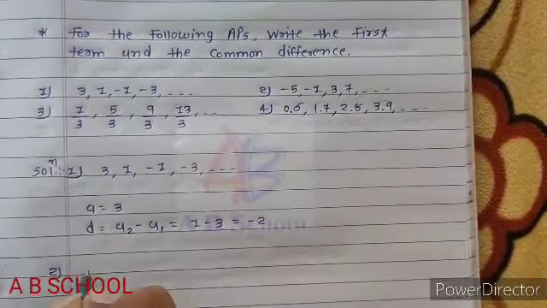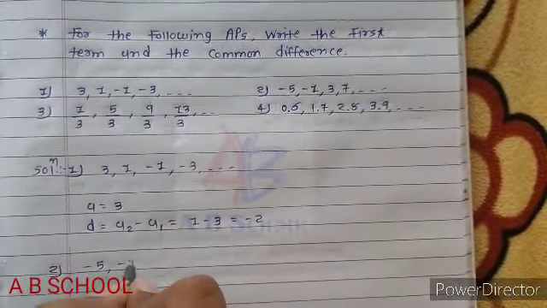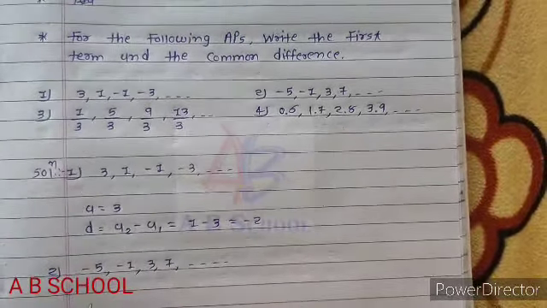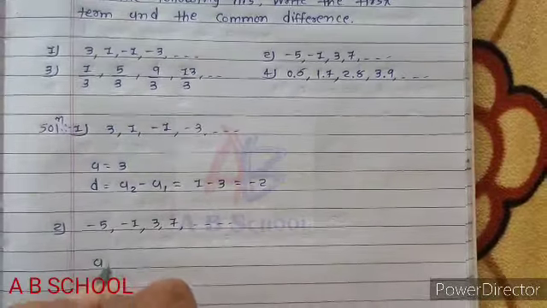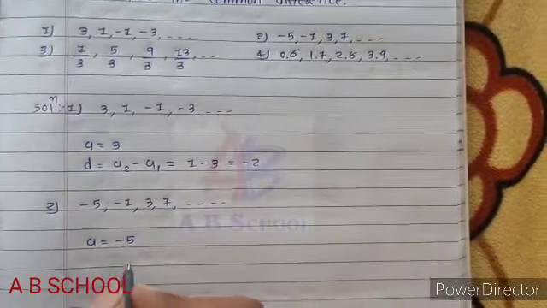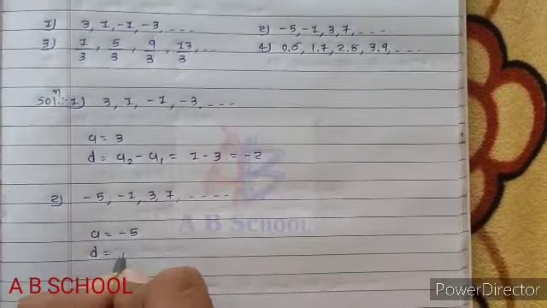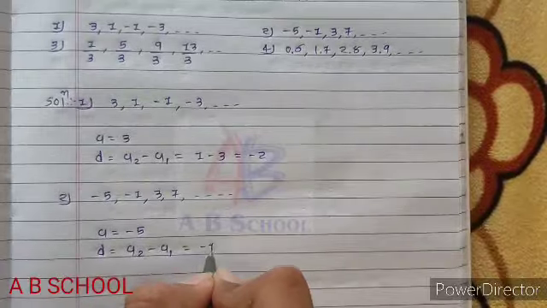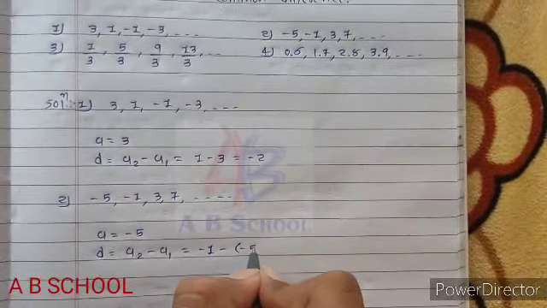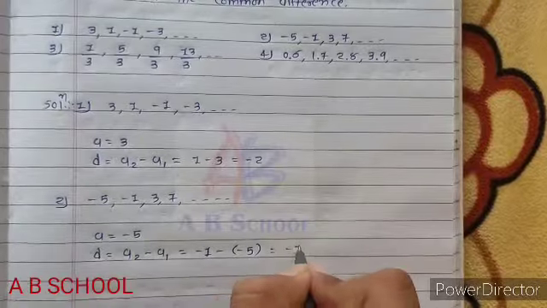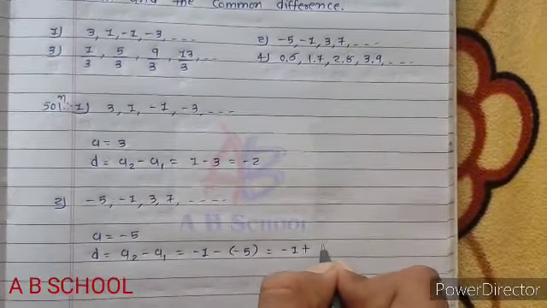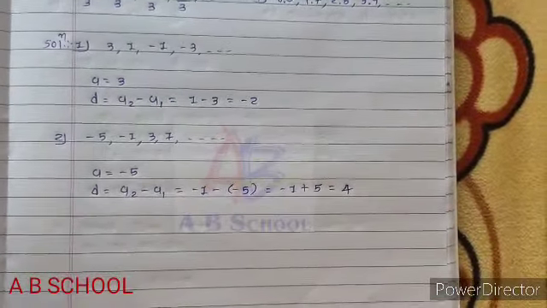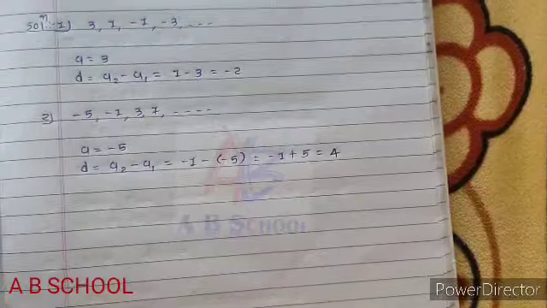Number 2, -5, -1, 3, 7. Here value of A is equal to -5. For common difference D is equal to A2 minus A1. Value of A2 is equal to -1 minus value of A1 is equal to -5. So -1 - (-5), that is -1 + 5, is equal to 4. So value of A is equal to -5 and value of D is equal to 4.